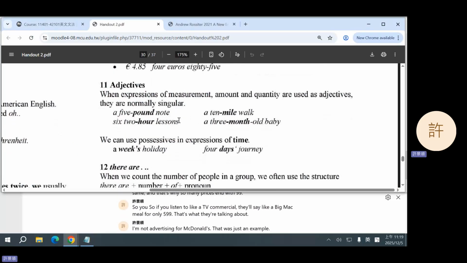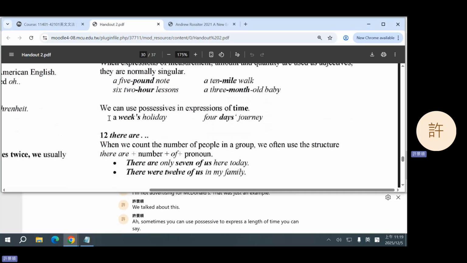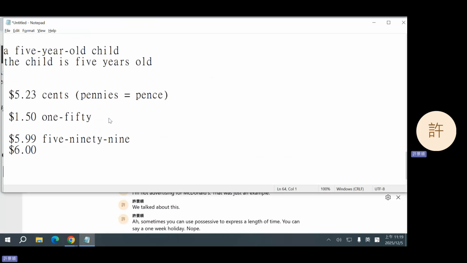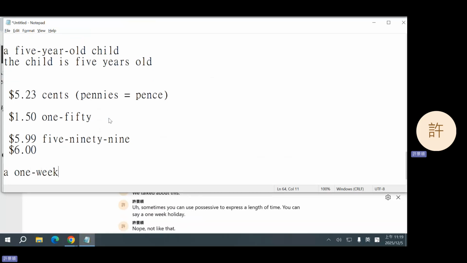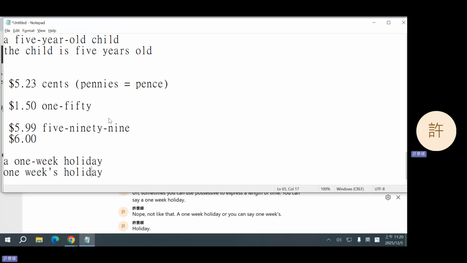We talked about this. Sometimes you can use possessive to express a length of time. You can say a 1-week holiday. Nope, not like that. A 1-week holiday. Or you can say 1 week's holiday. Both are the same thing.